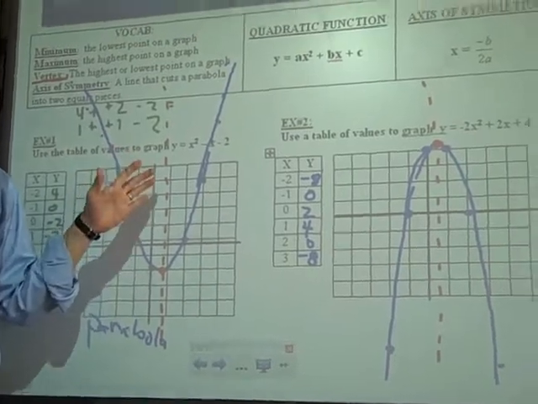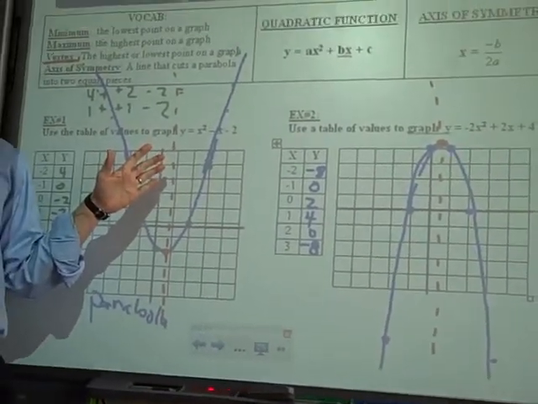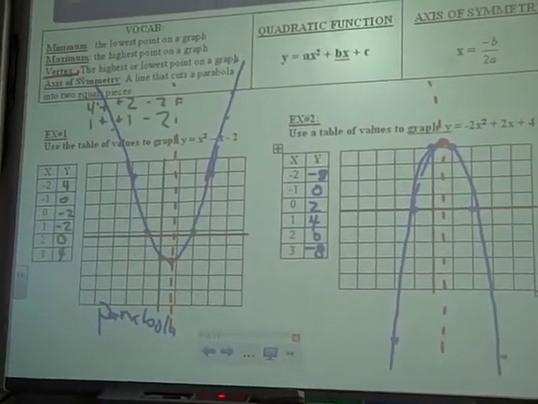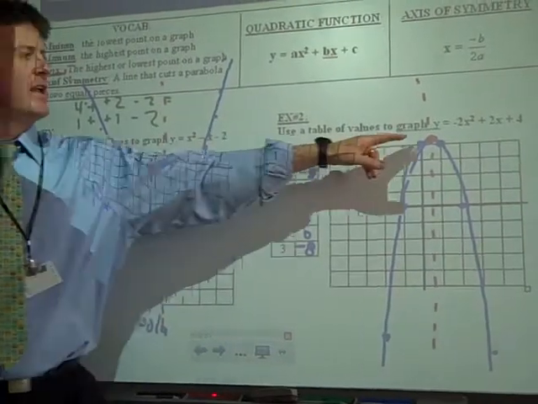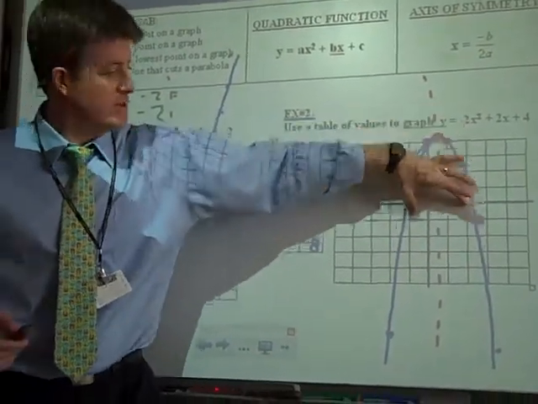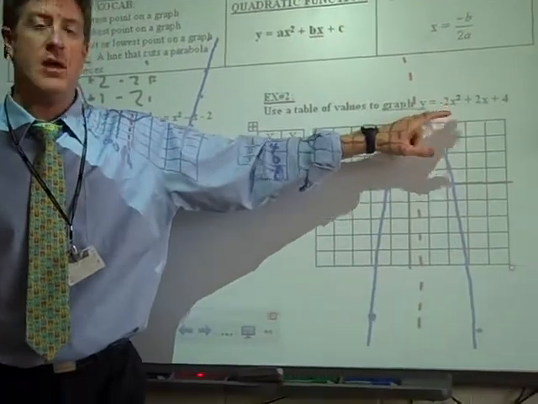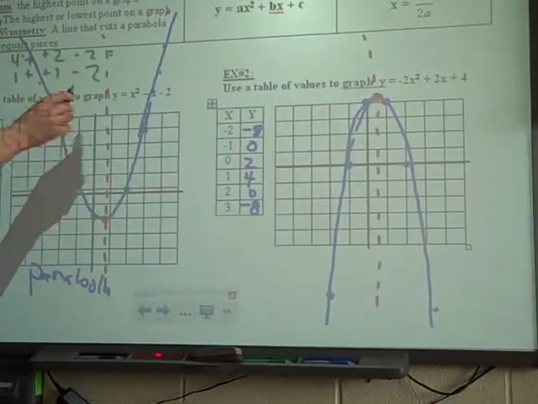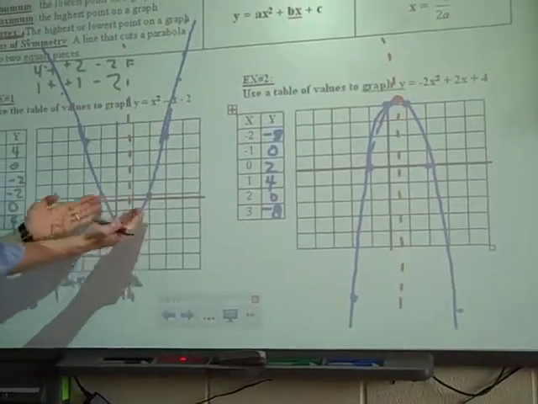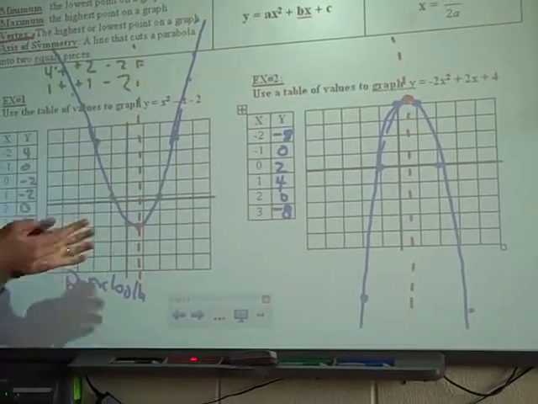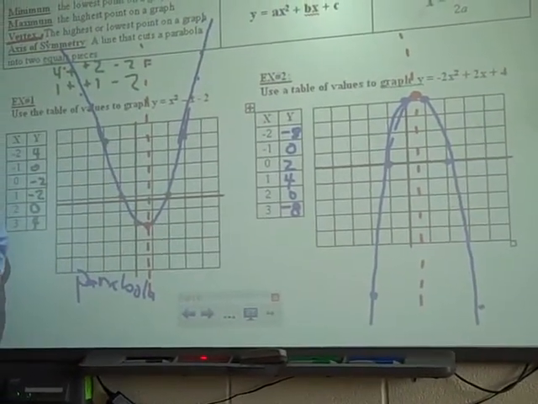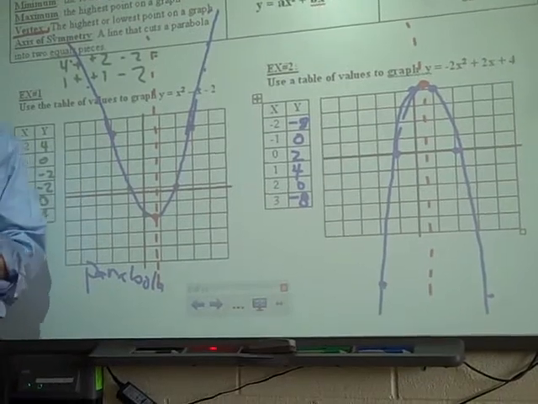Okay. All right. Let's see. What else? Oh, if the leading coefficient is negative, it always opens down. If the leading coefficient is positive, it always opens up. So you know you graphed it correctly by looking at that. Okay, so negative, down.